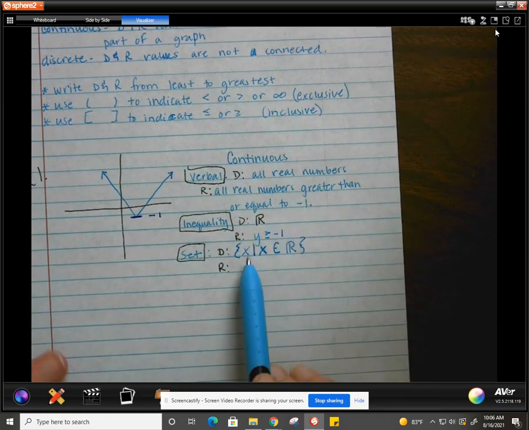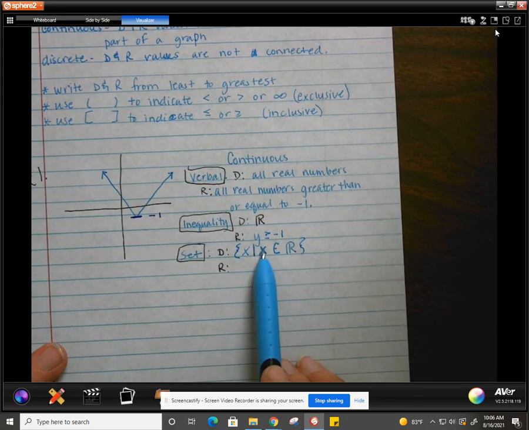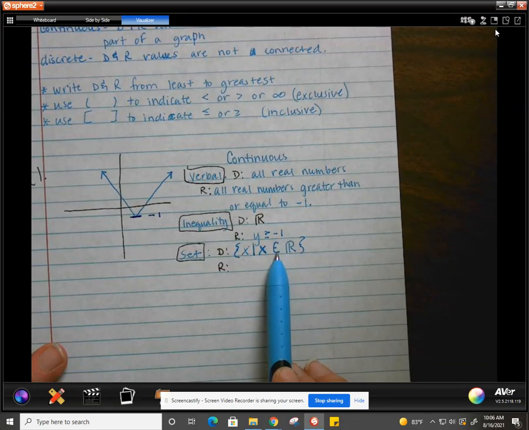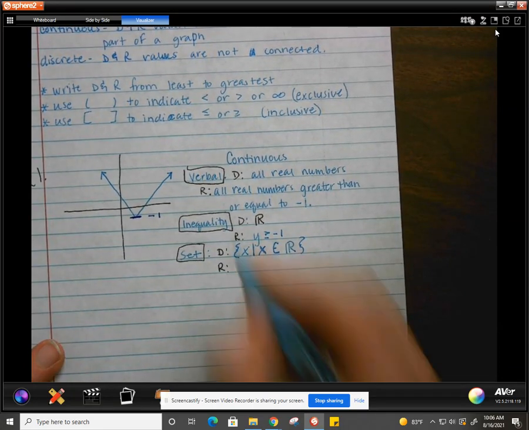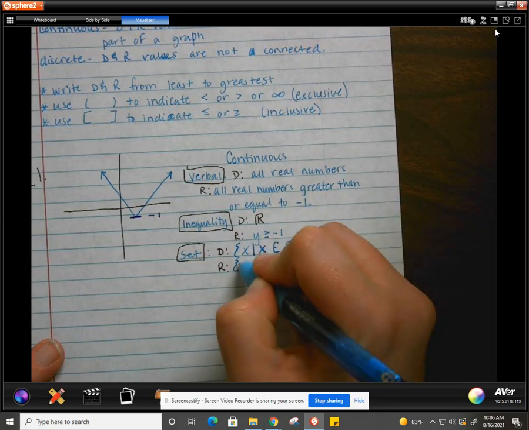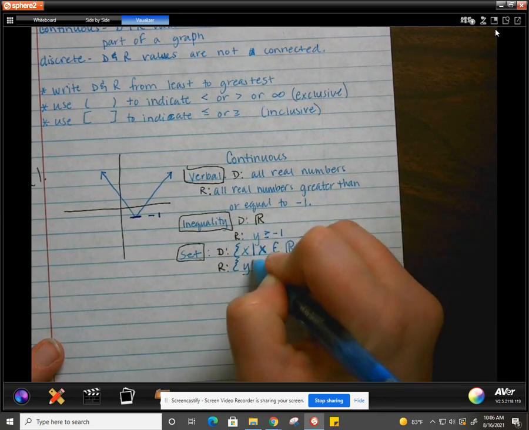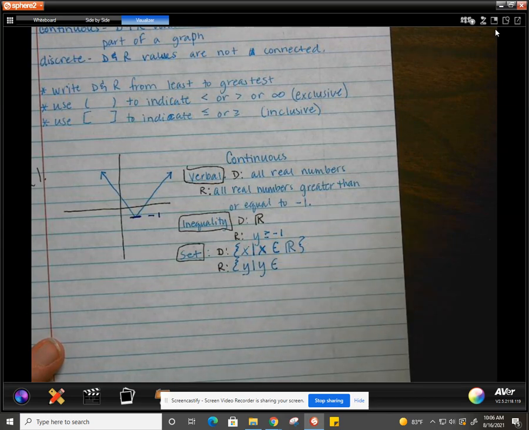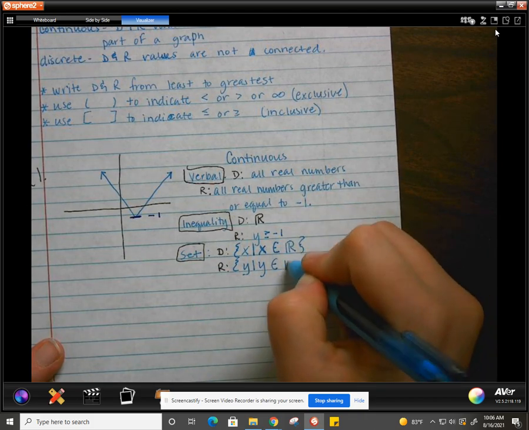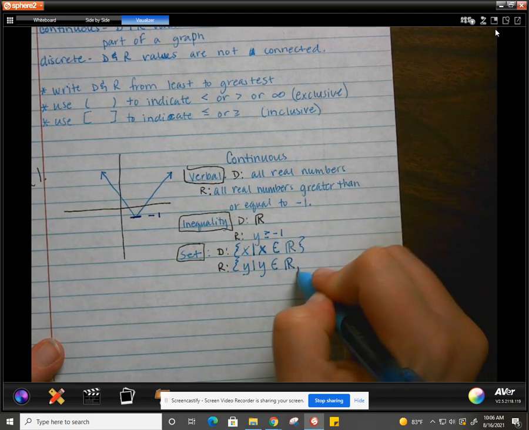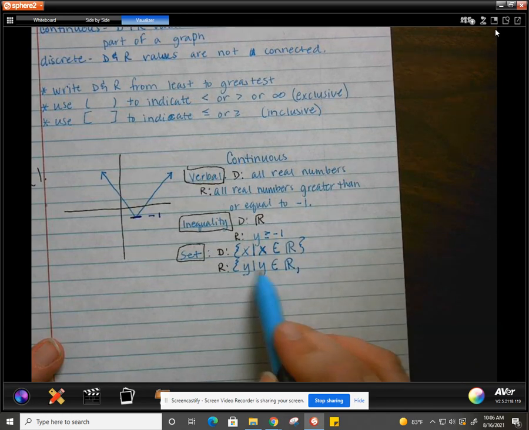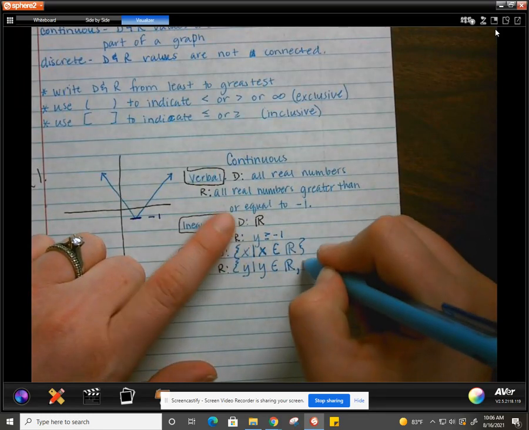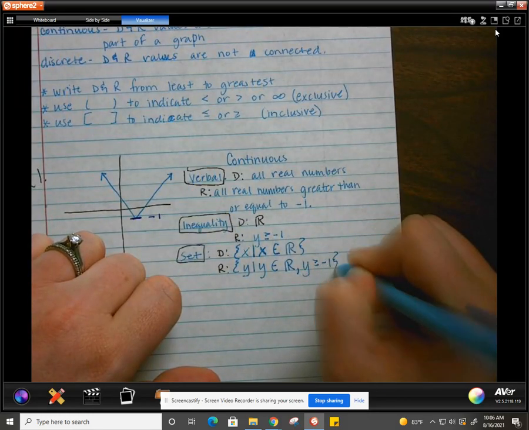This is read as X such that X includes the set of all real numbers. So this little CE thing stands for includes the set of. For range, we do the same thing. Set notation, we draw our bracket, we put Y such that Y includes the set of, so that little C with E, and we continue with all real numbers, but we put a comma this time because it's Y such that Y includes a set of all real numbers where, and then we just pull down our inequality notation. Y is greater than or equal to -1. And that's all you have to do.